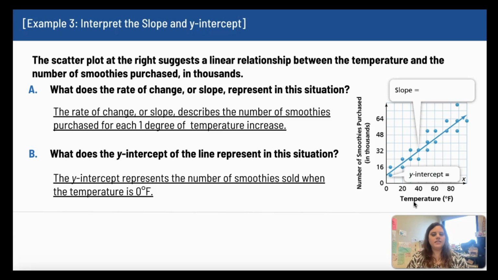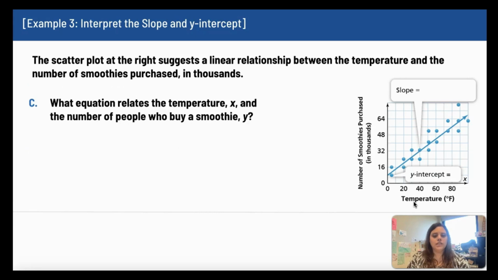So these are the things that are represented in this particular graph, knowing that the slope is the rate of change, how much the y changes for a change of 1 in x, and then that y-intercept, because x is temperature, 0 is 0 degrees. So we are interpreting the information from our graph to make more accurate predictions.